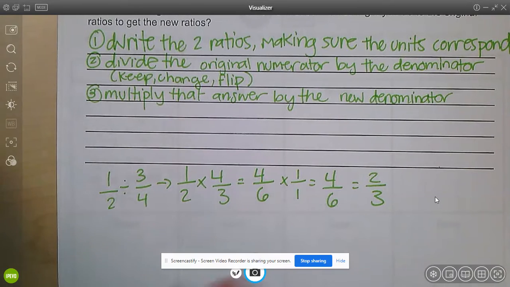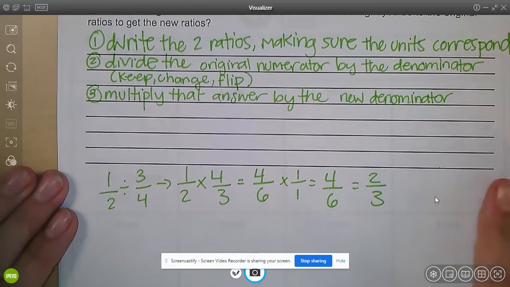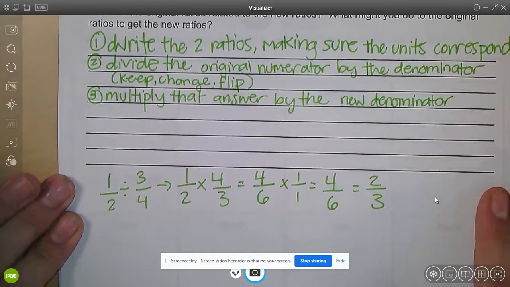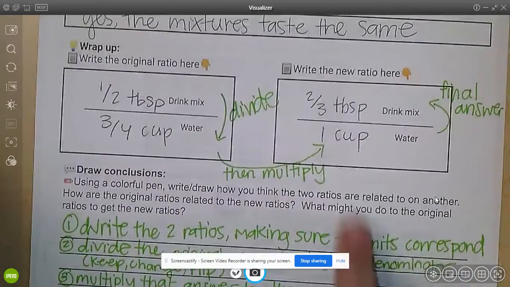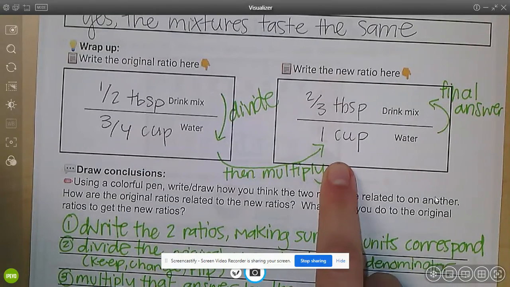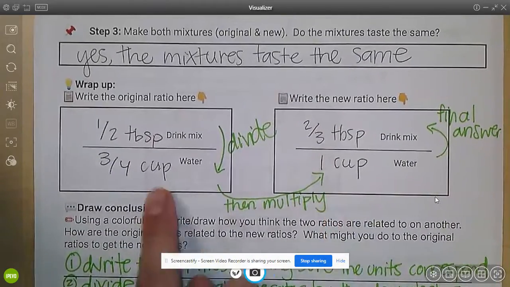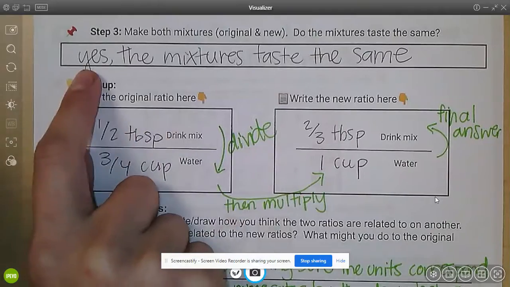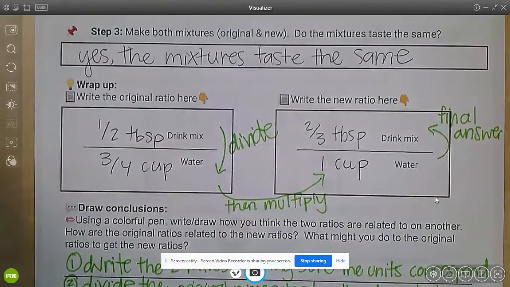Once you have completed this portion, I would like you to use the measuring spoons and cups to create your new ratio drink mix, and you're going to do a taste test to see if they taste pretty much the same. If you have done this accurately, then yes, the mixtures should taste the same.